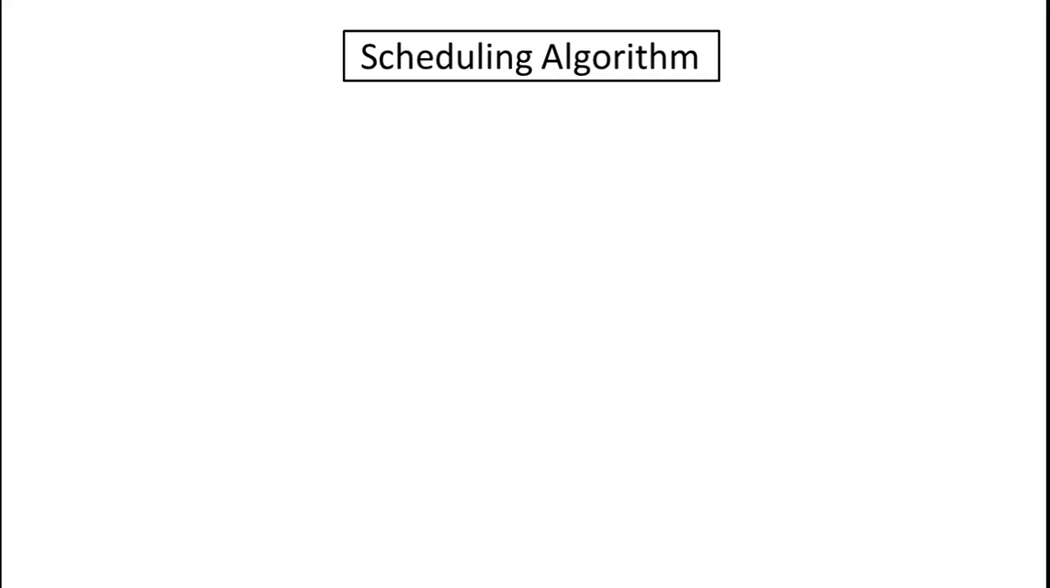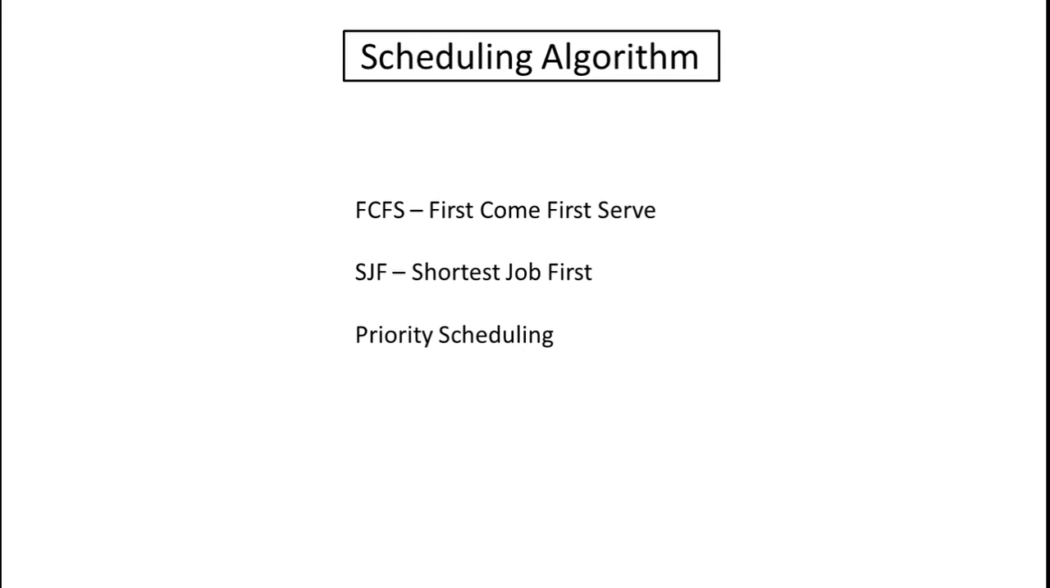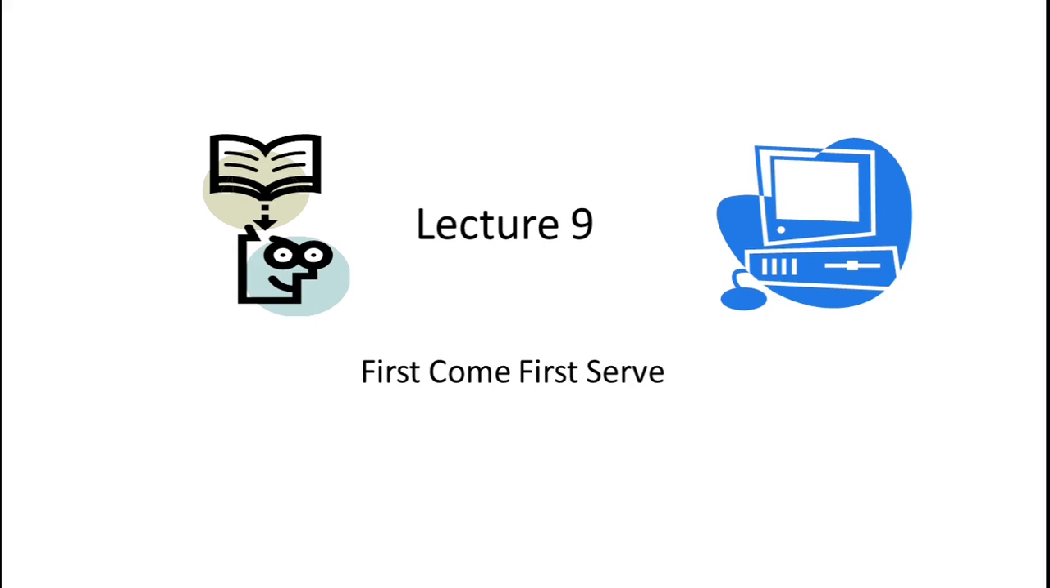Then we will discuss a few scheduling algorithms in our next video: first come first serve scheduling, shortest job first scheduling, priority scheduling and round robin scheduling algorithm. We will discuss all these algorithms one by one. In our next session, we will discuss first come first serve scheduling.